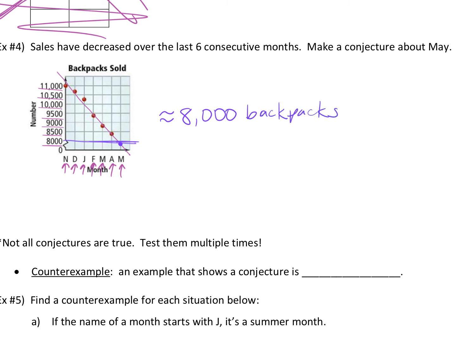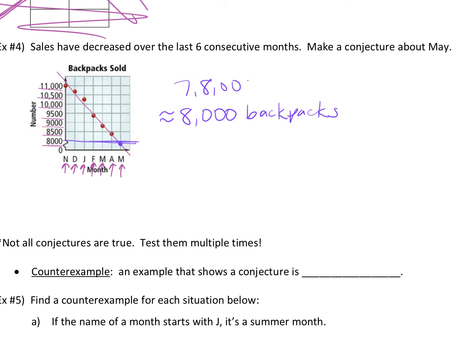Okay, so you're just looking for a pattern. It's on its way down. It looks like it'll hit somewhere around 8,000. If you said 7,800, that would be great. There's a lot of flexibility in that, right? Because we're just making a conjecture, an educated guess. We don't know the exact answer, but here's what we think is going to happen.